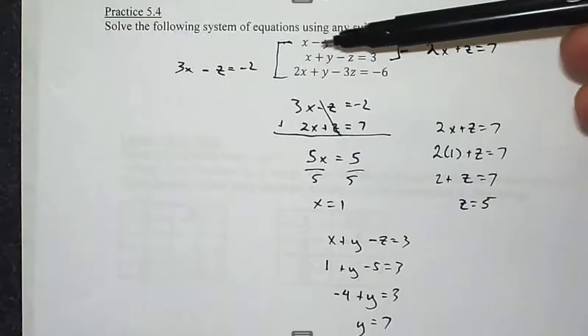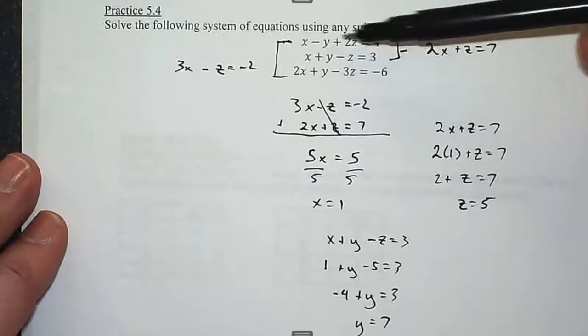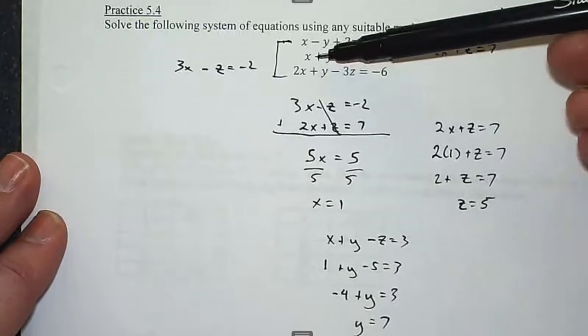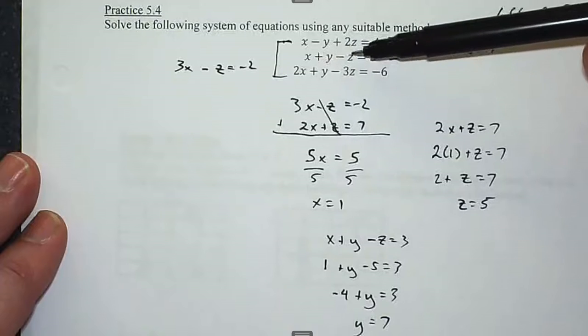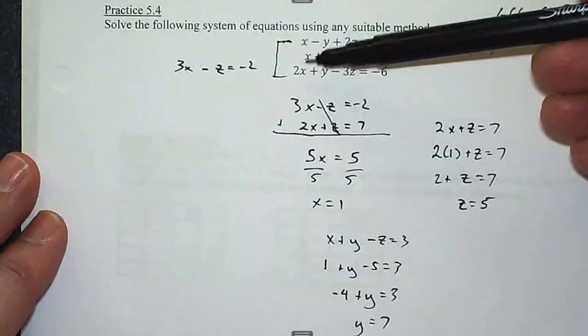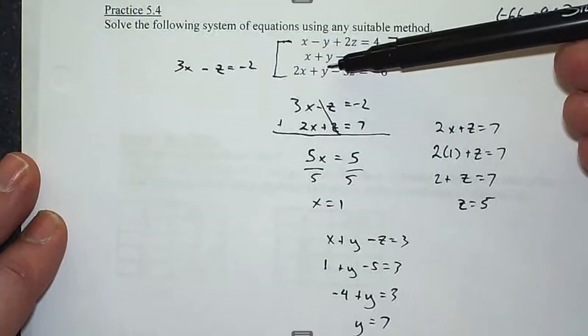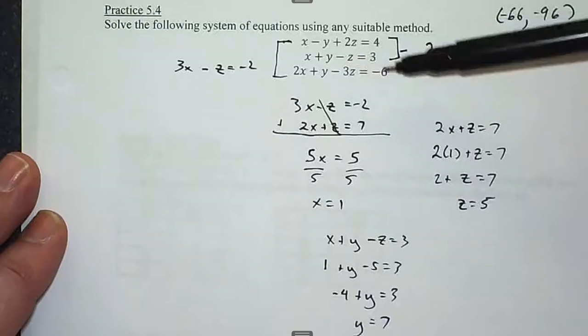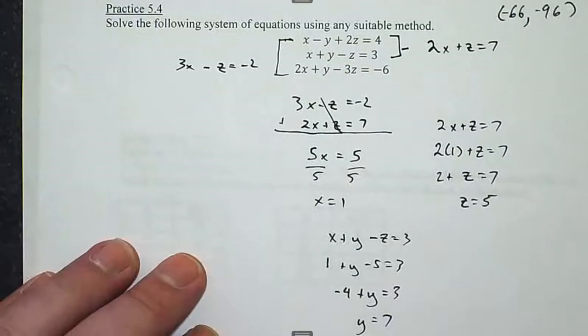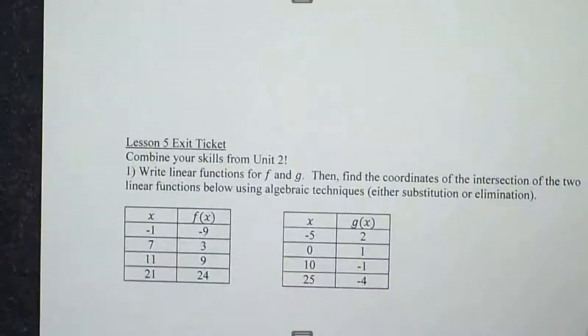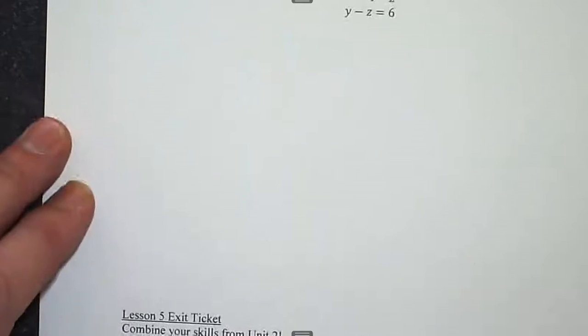Let's check. On the top equation, 1 minus 7 is a negative 6, plus 10 is 4. 1 plus 7 is 8, minus 5 is 3. 2 plus 7 is 9, minus 15 is negative 6. So it works. All right. Let's do one more practice problem.